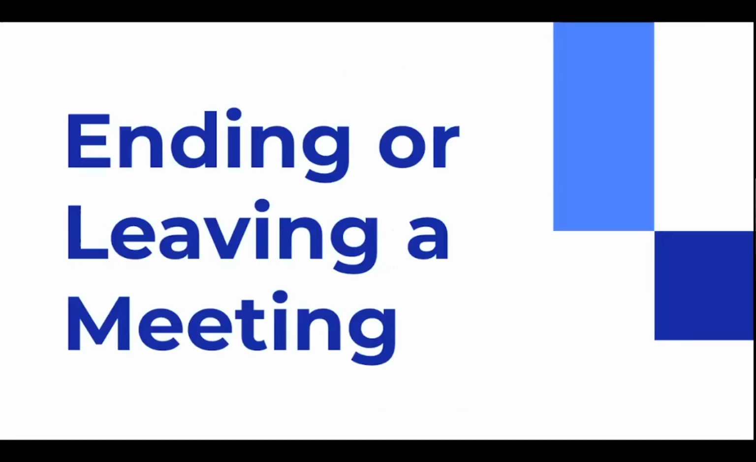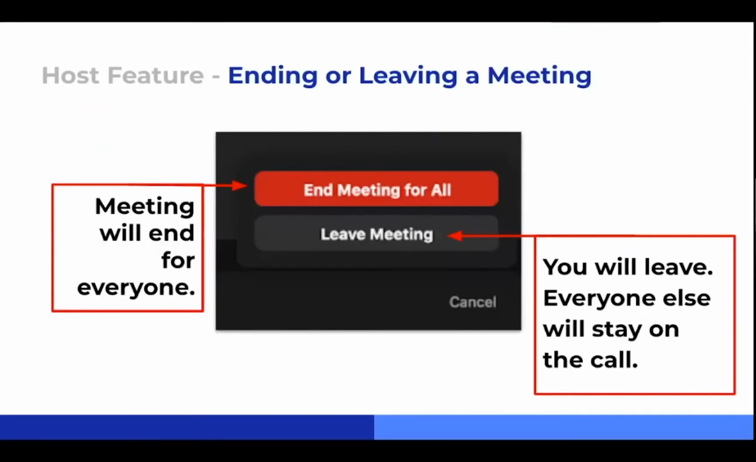Next feature that we have is ending or leaving a meeting. When you want to end or leave a meeting, there are 2 different ways that you can do this. If you want to end a meeting for everybody, so if you want everybody to be logged off the call, you would need to click this red button as indicated here at the top. This means that nobody will be able to stay on the call. Everybody will be logged off.